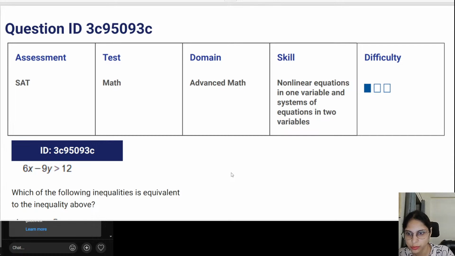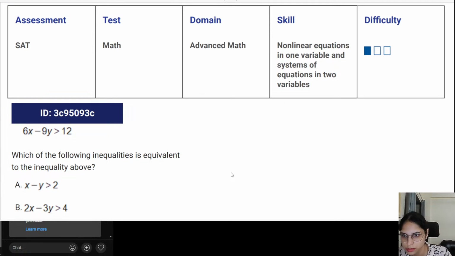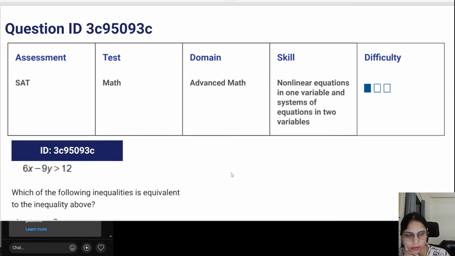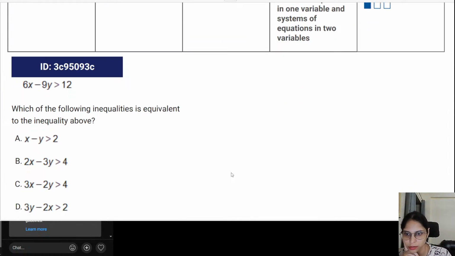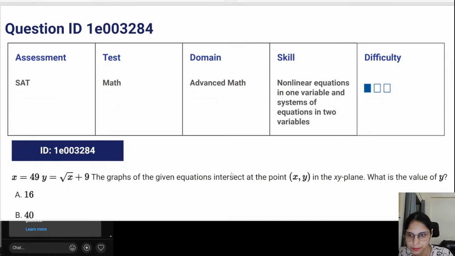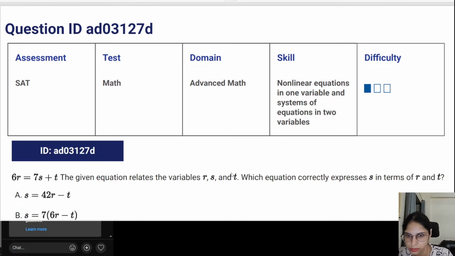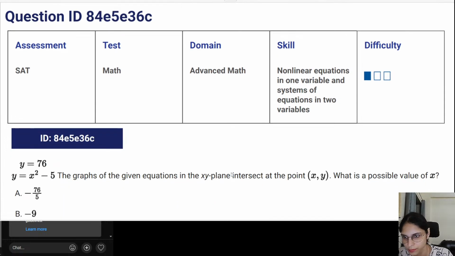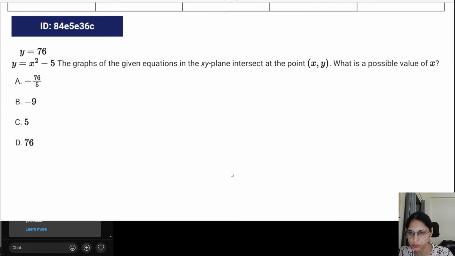This is medium. This is an easy problem, but okay, this is nonlinear equations in one variable and system of equations in two variables. Okay, this we will cover. I think we can cover it right now. Or let's just focus on quadratic. Everything else we'll see later. This is also not quadratic. Not quadratic. This one is a system of equations, a normal line and the quadratic line.